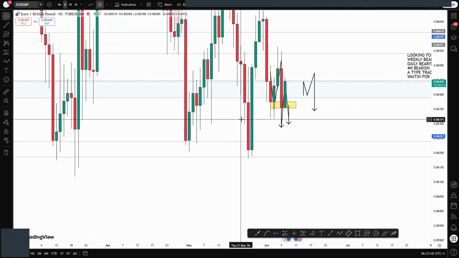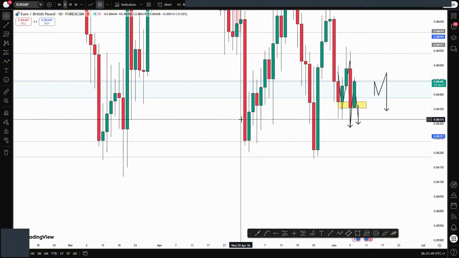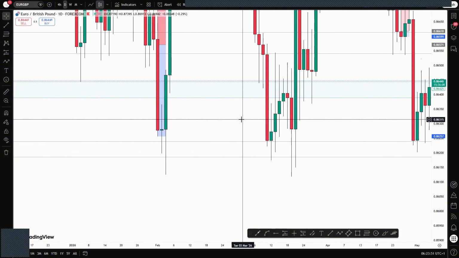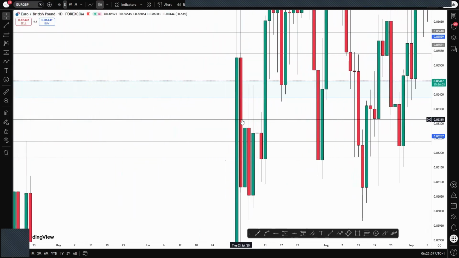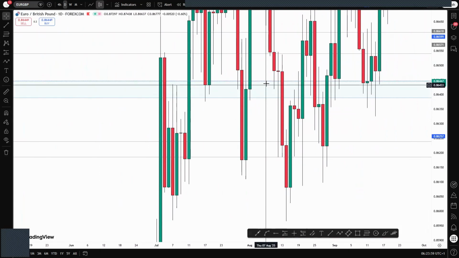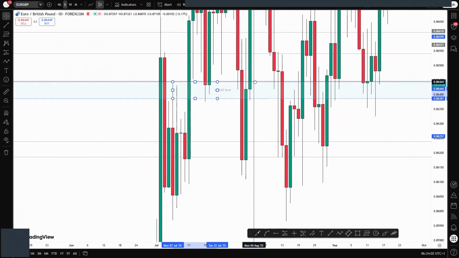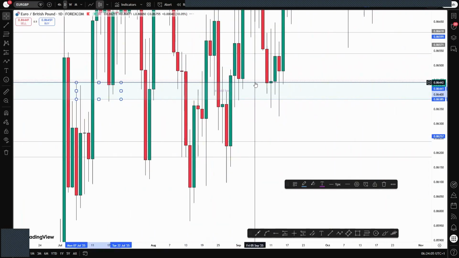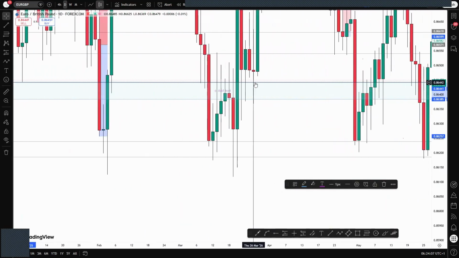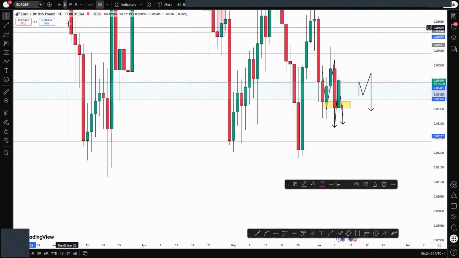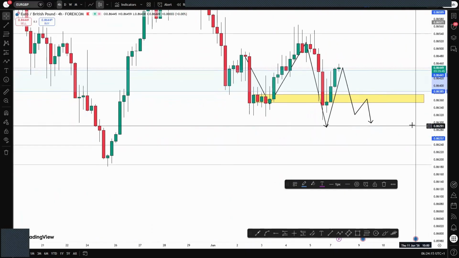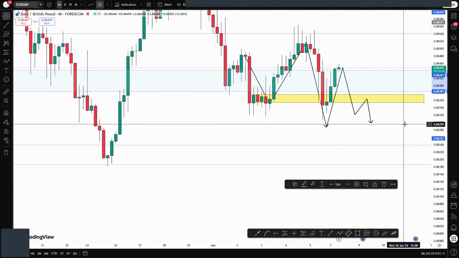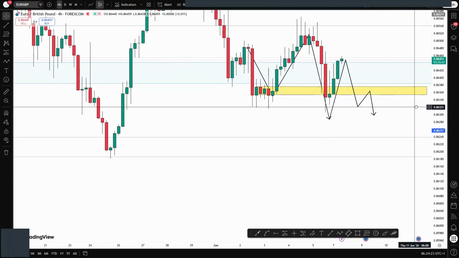Let me see if the daily is at the right position. No, this is the right position. We can just do this a bit. Yeah, but this is the right position. So now, what does this mean?